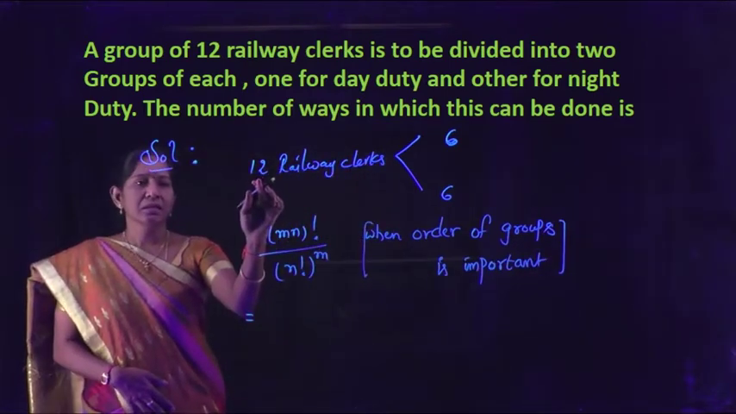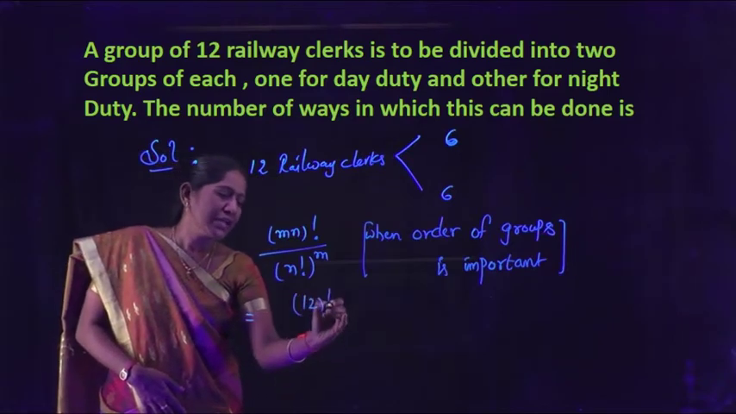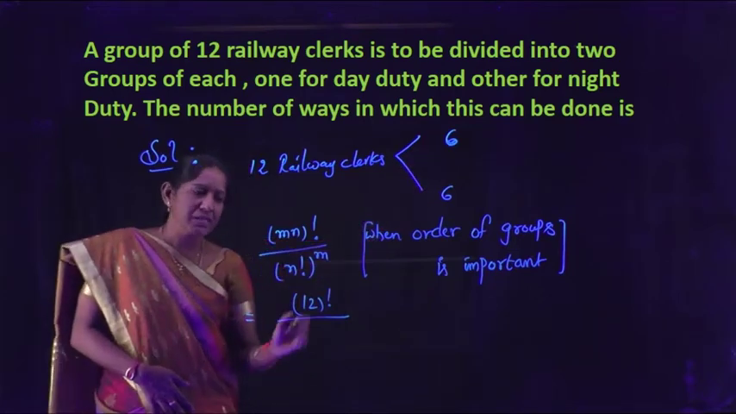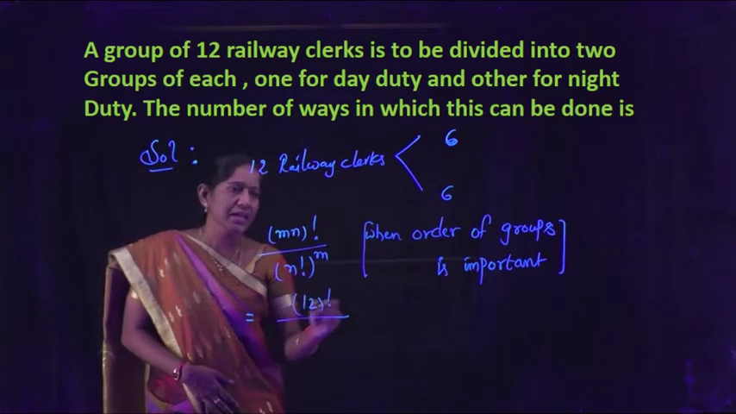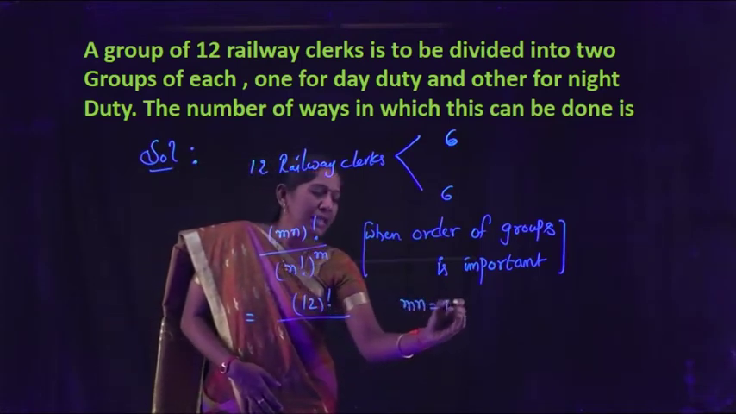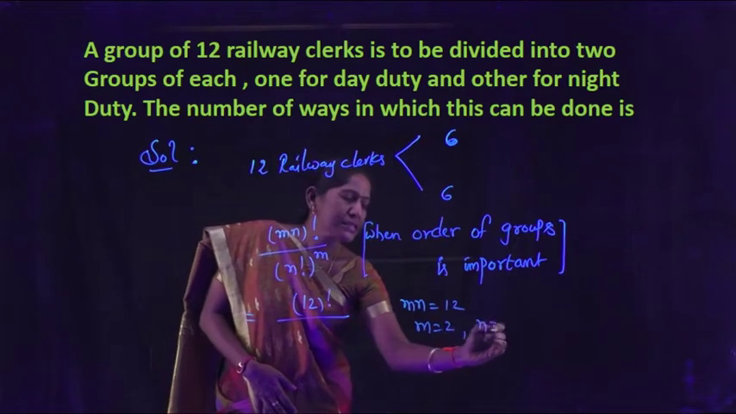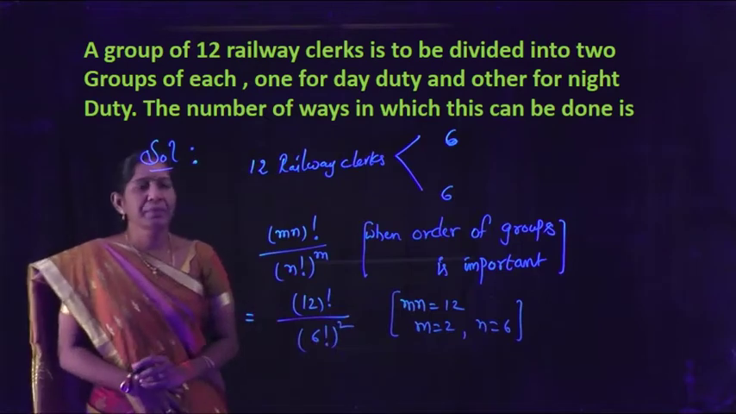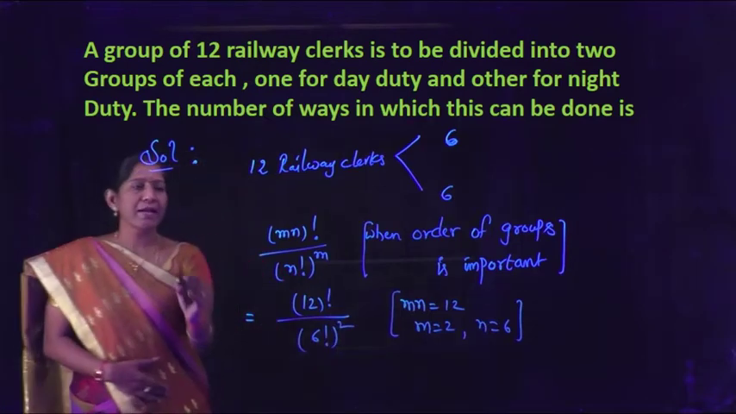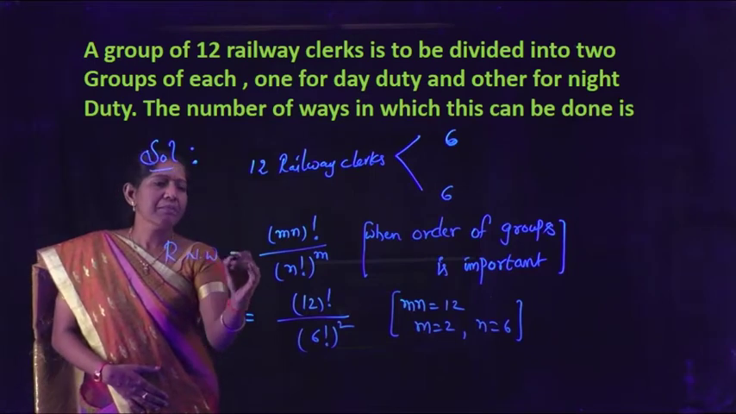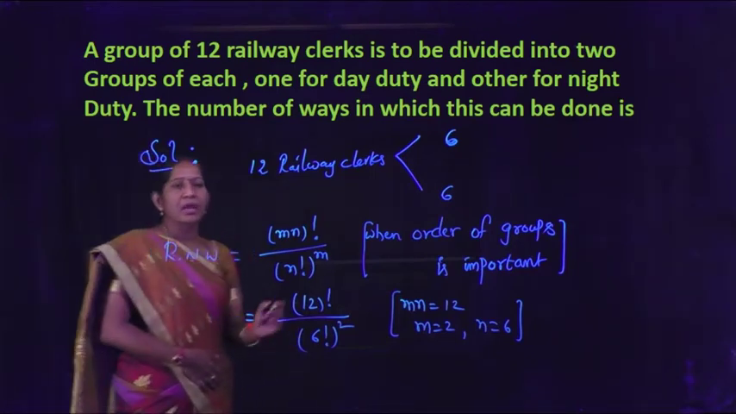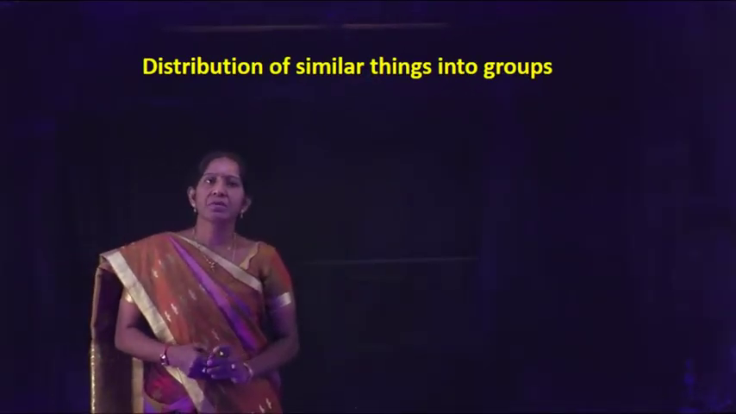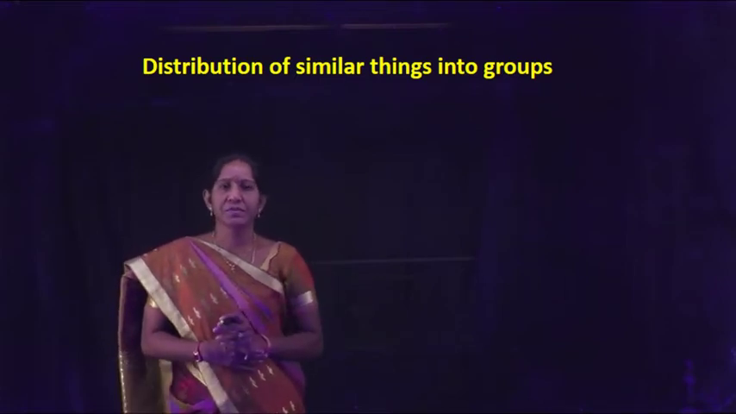Here mn is 12. So 12 factorial by n factorial whole to the power m. There are two groups, each group contains 6 members, so m is 2 and n is 6. Mn equal to 12, m is 2 and n is 6. So putting the values, 12 factorial by 6 factorial whole square. When the order of groups is important, then the required number of ways is mn factorial by n factorial whole to the power m.